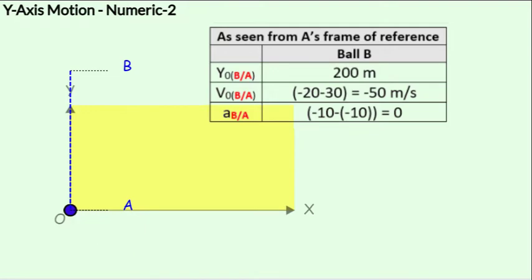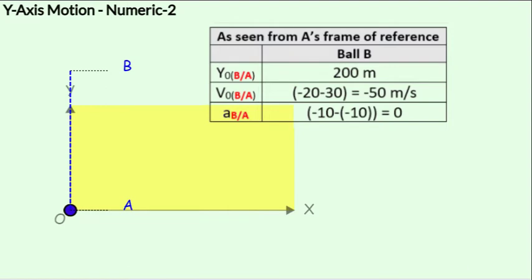The initial velocity of B with respect to A will be Vb minus Va, or minus 20 minus 30, which is minus 50 meters per second, which means that A sees B approaching it from the negative direction of the y-axis, and the relative speed is higher since they are approaching each other. The relative acceleration of B with respect to A is 0 since they have the same acceleration, which is minus g, and this will definitely help us in simplifying the problem.